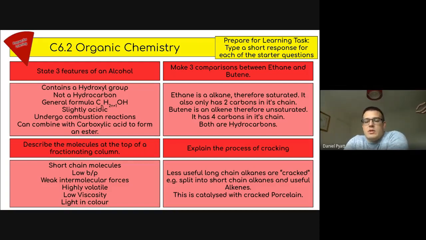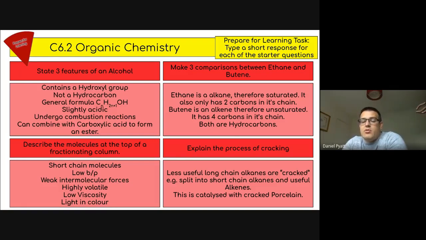And the last question on here is explain the process of cracking. So cracking we covered two lessons ago now. And it is the idea that the very long chain molecules like bitumen that we get at the bottom of the fractionating column aren't actually that useful. So what we do to them is we crack or split those long chain molecules into a shorter chain alkane, which is more useful because we can burn it more easily, and a far more useful alkene.